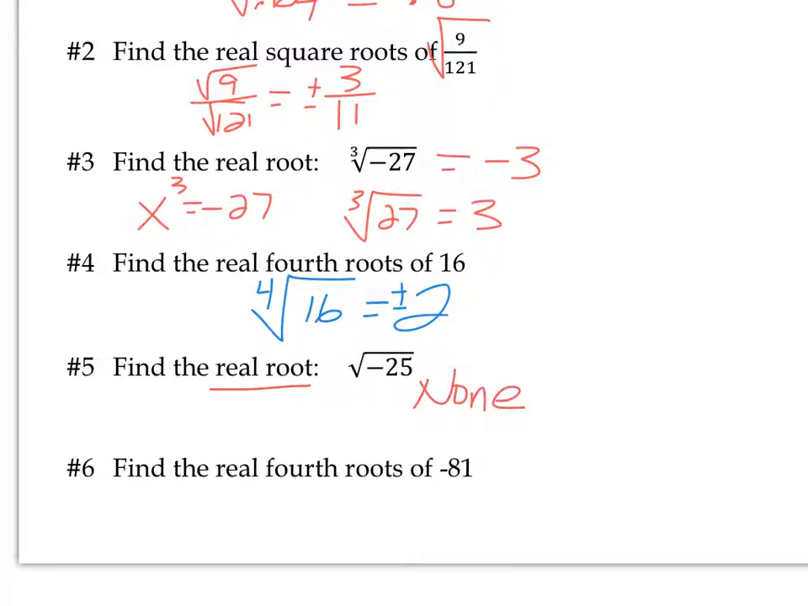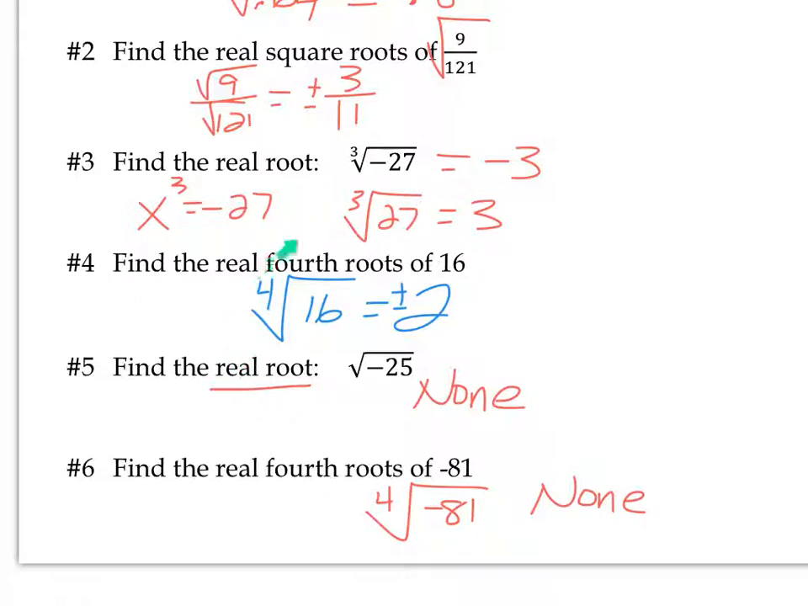Okay? And now we have the real fourth roots of negative 81. The fourth root of negative 81, again, that'd be none, because we don't have a real number times itself 4 times that gives us negative 81. We'd have to have a negative in there with an imaginary root, so just be careful of that when you're taking even roots of negative numbers. Square root, that's an even number. Fourth root, an even number.